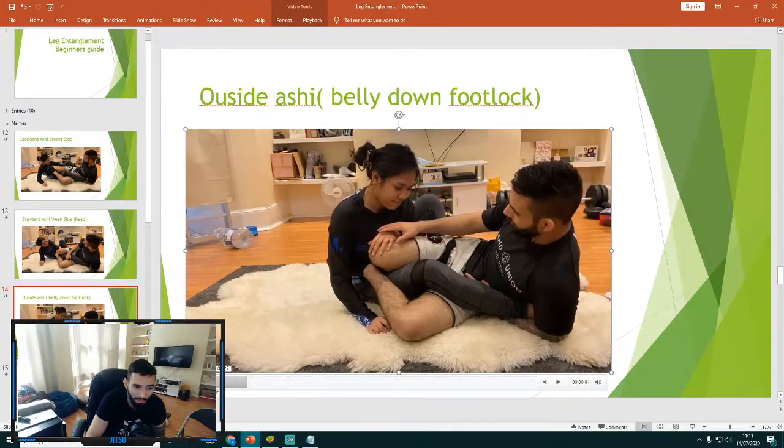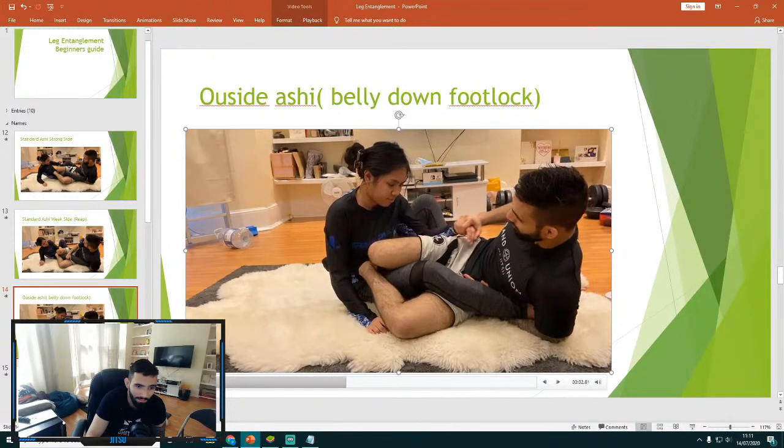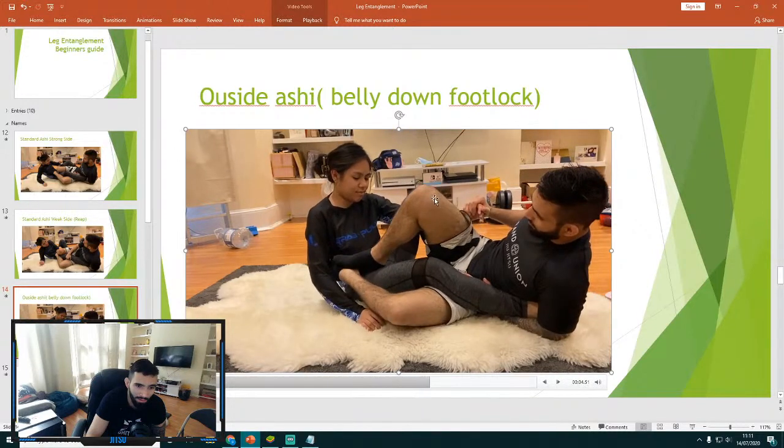Okay, normally you know this because it's a belly down, so usually when we throw that leg over in a footlock scenario, we would bring that leg over and go completely belly down towards that side and try to finish the footlock.